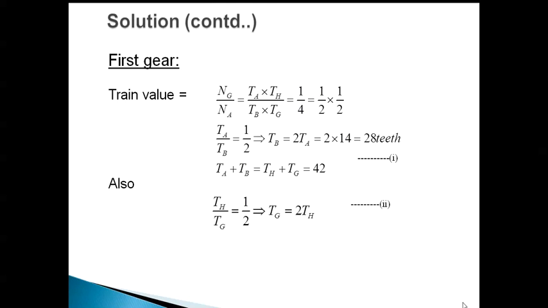So already TH by TG equal to 1 by 2, TG equal to 2 into TH. So from equations 1 and 2, when you substitute the TG value in TH plus TG equal to 42, 3 TH equal to 42, then TH is equal to 14. So here TA equal to 14 and TH is also 14. TB is 28 and TG is also 28. From the first gear we got the values of TH and TG, TA and TB.